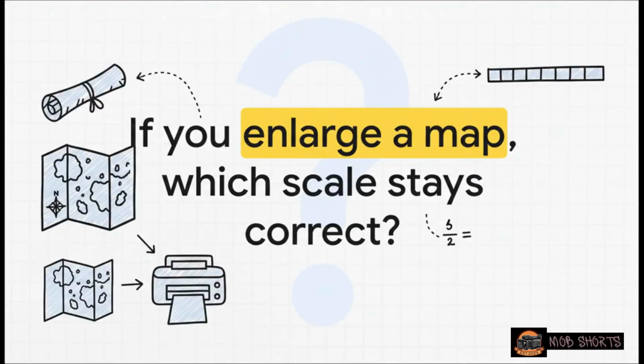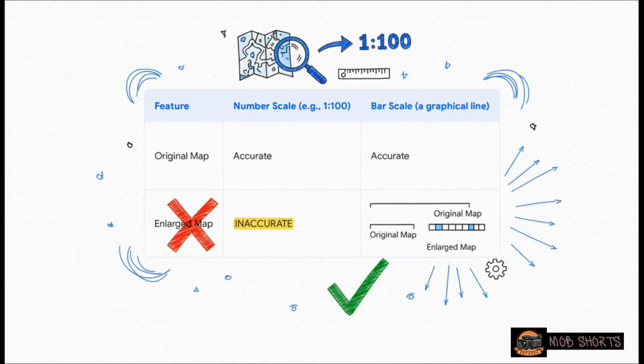Okay, so picture this. You have a map, but it's a little too small to read easily. You take it to a photocopier and enlarge it by 200%. Now the map itself is twice as big. The big question is, which of our two scales is still going to be correct? And here's the result, which is actually so clever. The number scale, that 1 to 100 ratio, is now totally wrong. The numbers themselves didn't change when you copied the map, but the map did. So that ratio is completely broken.